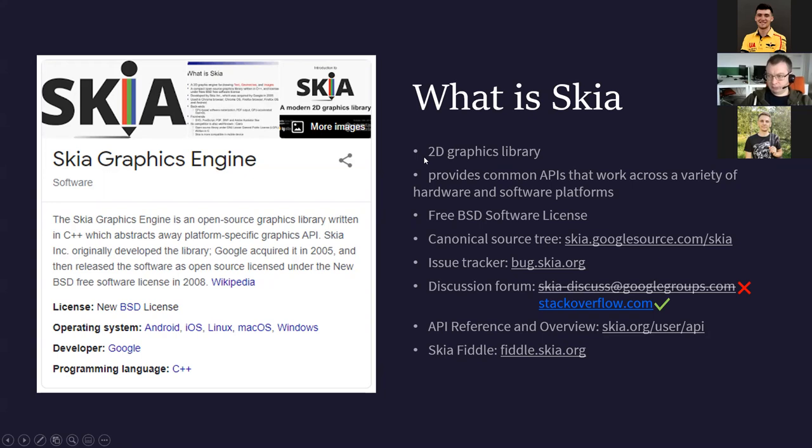Skia is an open source product and has a free BSD license that allows us to use it in our work and in our projects. There are also several useful links like the source tree, issue tracker, discussion forum, documentation, and Fiddle. Fiddle is a site where you can test your code online. I really tried to use the Skia Discuss Google group to find answers to my questions, but Stack Overflow is still the best solution finder, so I prefer to use Stack Overflow.